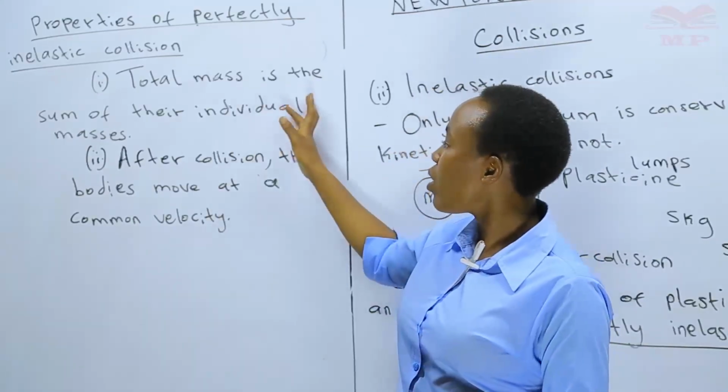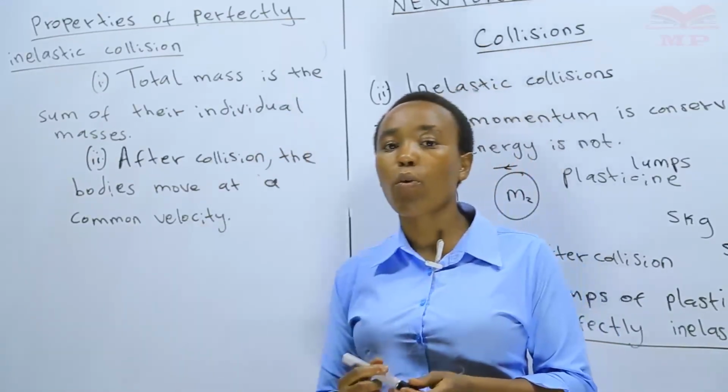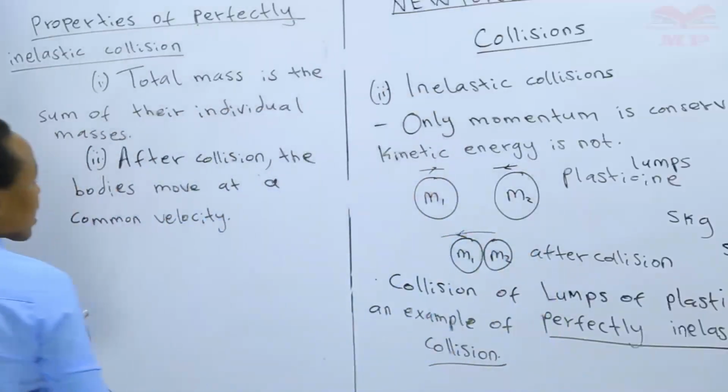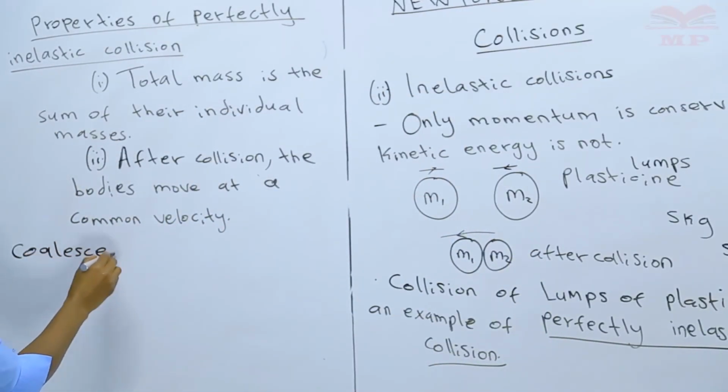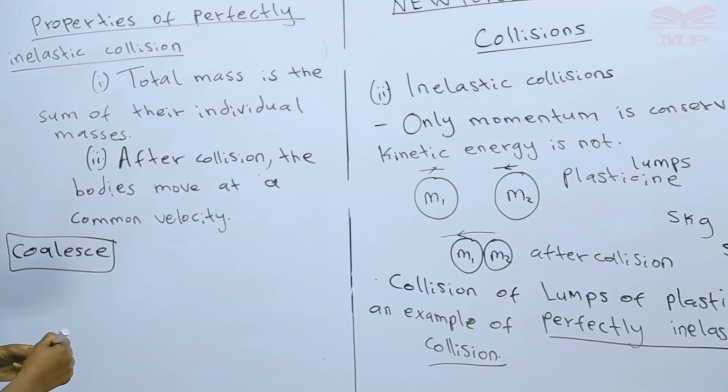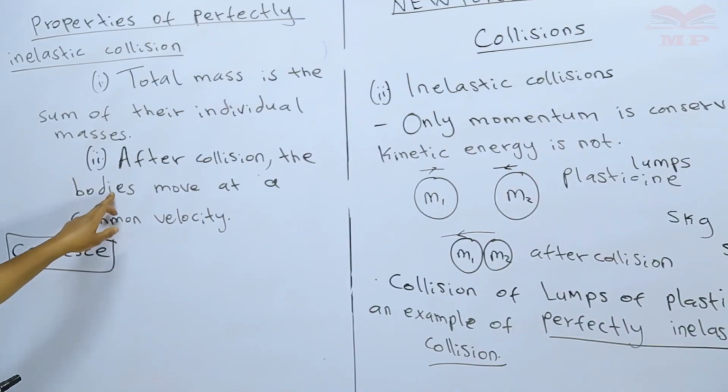So after colliding, we say they fuse, or they coalesce. That is, they move together. After collision, they fuse and move together. Then we are saying that for the perfectly inelastic collision, the total mass is the sum of the individual masses, and after that collision, the bodies move at a common velocity.